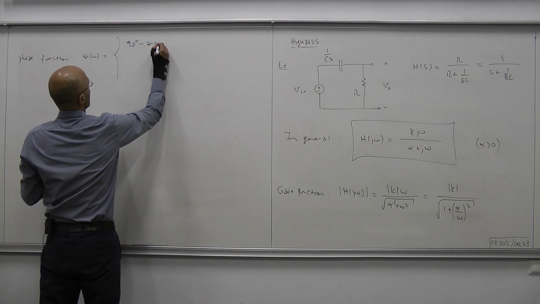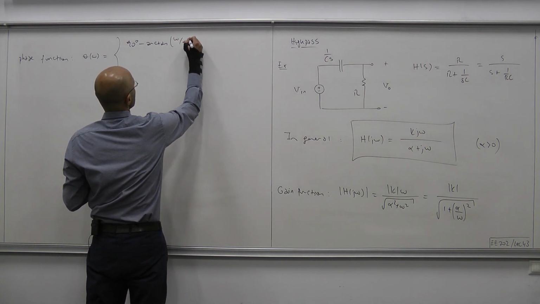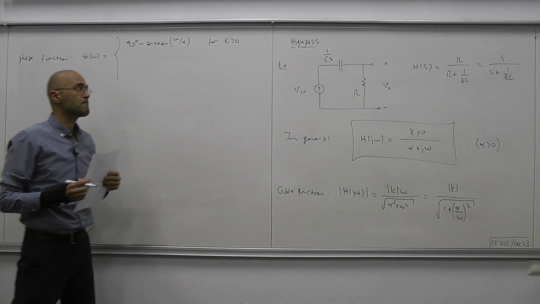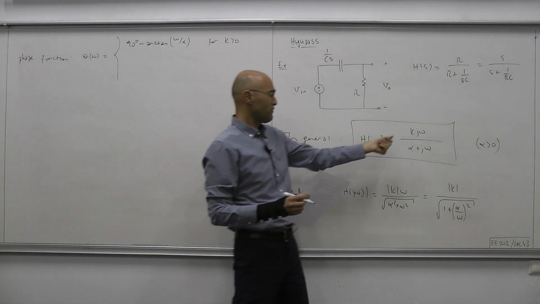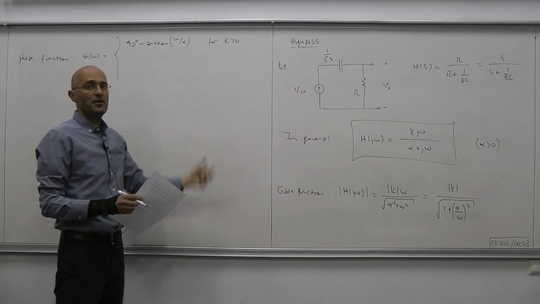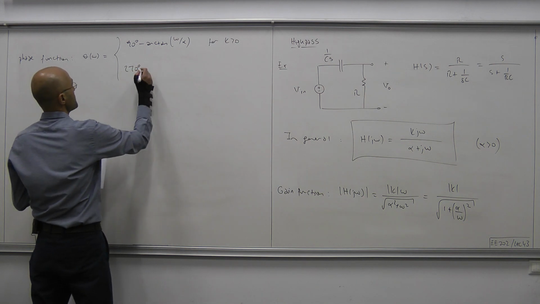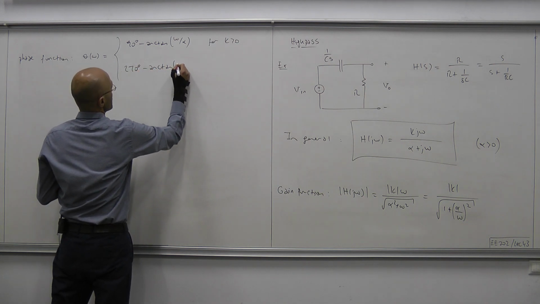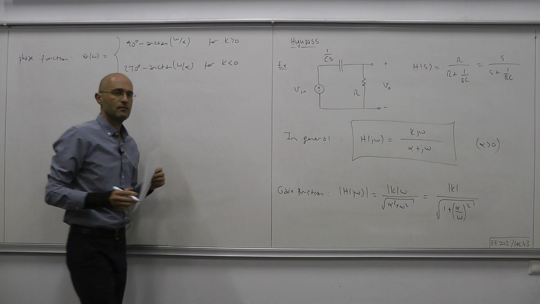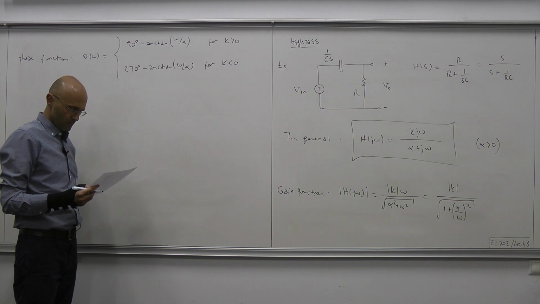90 degrees minus arctangent omega over alpha. Okay, this is for K positive. And if K is negative, then what you do is you add 180 degrees to this phase. So that produces 270 degrees minus arctangent omega over alpha for K negative. Okay, so the gain function is here, and we have the phase function.